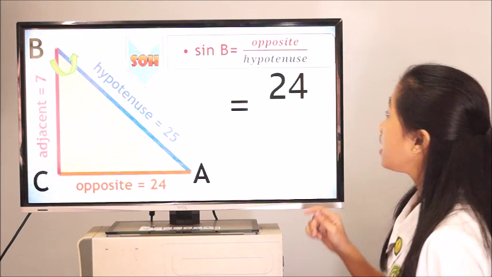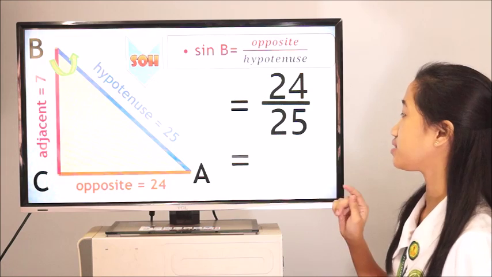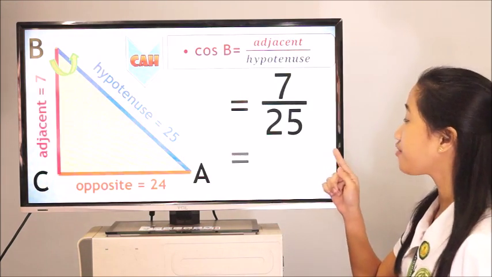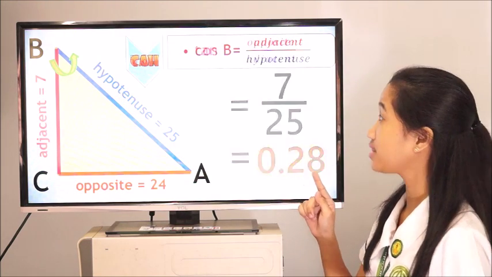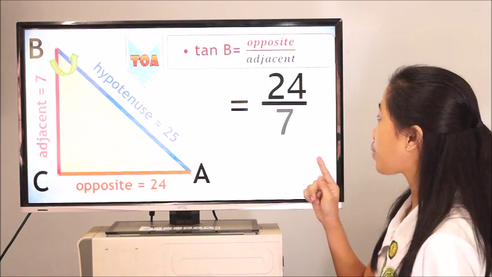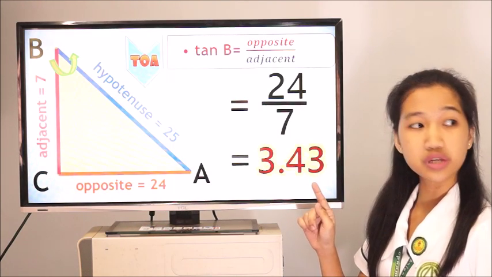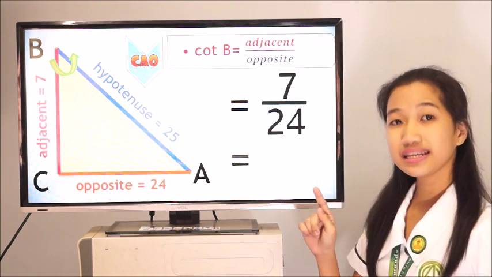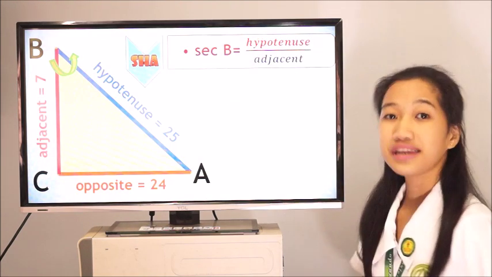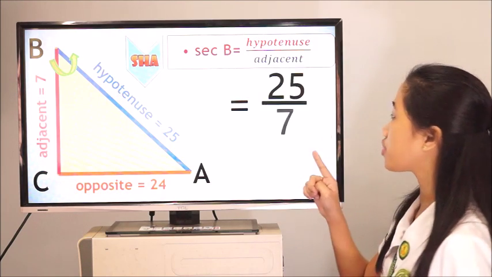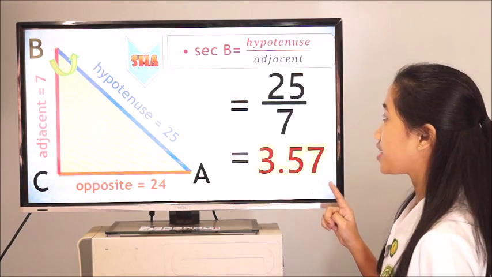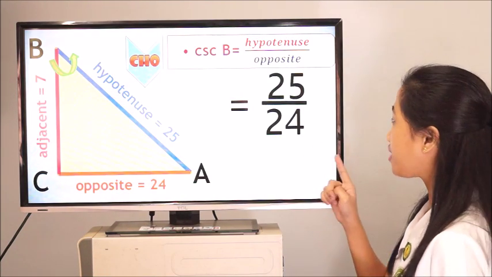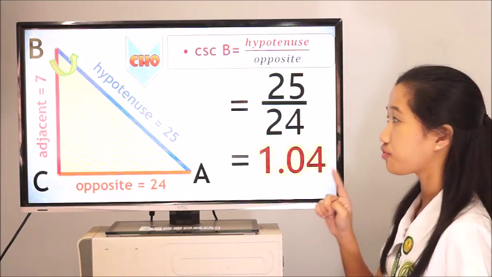We have sine B, 24 over 25, equal to 0.96. For the cosine, we have 7 over 25, equal to 0.28. Next, tangent, 24 over 7, equal to 3.43. Cotangent is 7 over 24, equal to 0.29. Next, secant, 25 over 7, equal to 3.57. Last, we have cosecant B, 25 over 24, equal to 1.04.